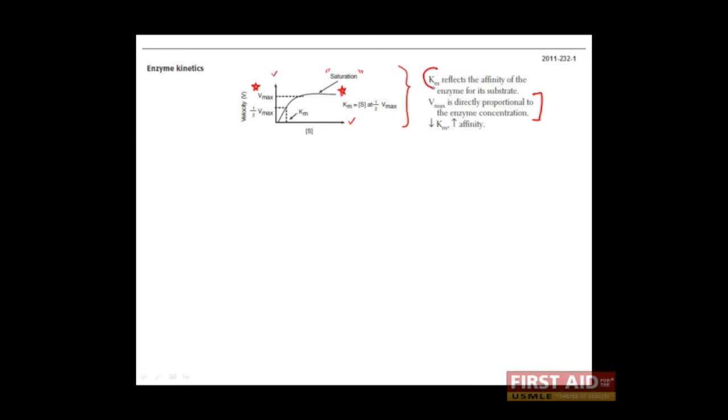The Km, which stands for the Michaelis constant, is the amount of substrate needed for the reaction to proceed at 50% of the maximum velocity. That is, an enzyme which requires very little substrate to be present to reach 50% of maximum velocity is said to have a high affinity for that substrate. On the other hand, if it takes a great deal of substrate for the enzyme to reach 50%, then we say that the enzyme has a low affinity for its substrate.